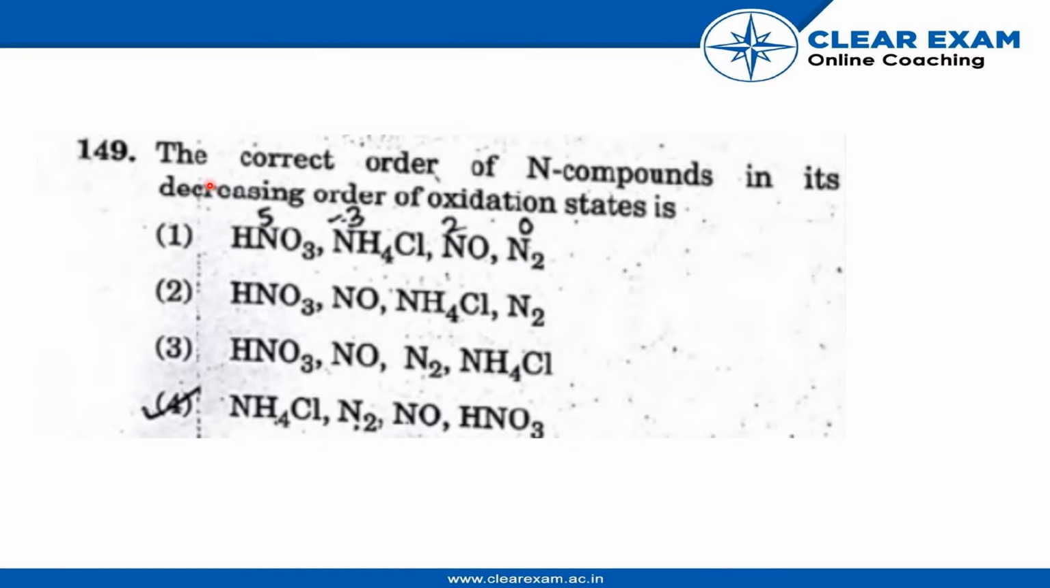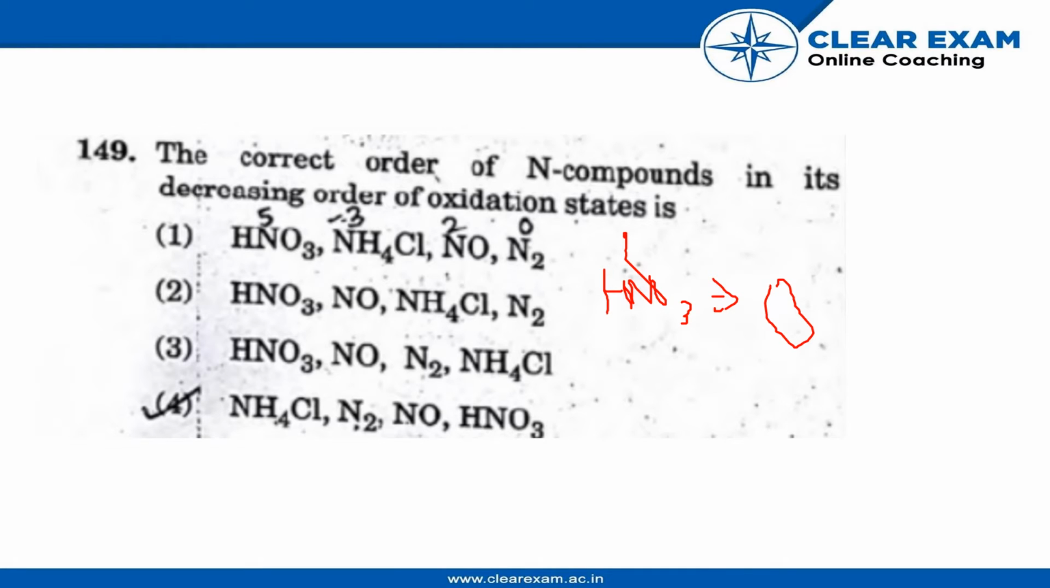The given question asks for the correct order of the compounds in decreasing order of oxidation states. So we need to find the oxidation state of nitrogen in each compound separately. First we go through HNO3. We know that the overall oxidation state of HNO3 is 0. And now we solve it separately.